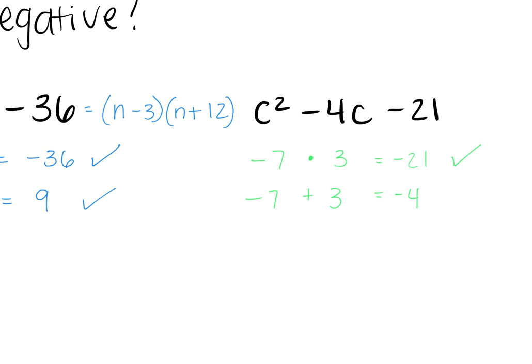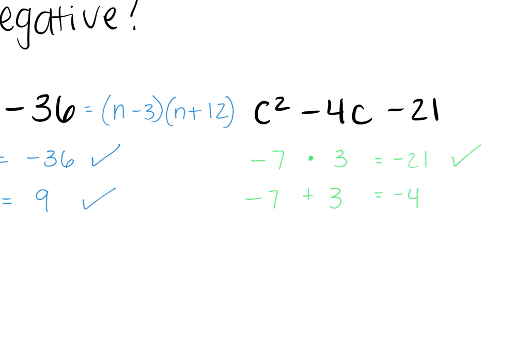Negative 21, so that one's good. What about negative 7 plus positive 3? Negative 10? It's not negative 4 though. Why? It's negative 7 plus 3. So which one's bigger, 7 or 3? 7. So we know our answer is going to be negative.